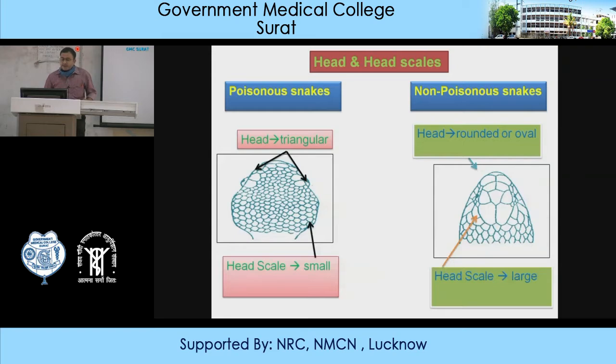Now head and head scale: the difference between poisonous snake and non-poisonous snake. In a poisonous snake, the head is triangular and the head scale is small. In a non-poisonous snake, the head is rounded or oval and the head scale is large. Most of the head scale is large.